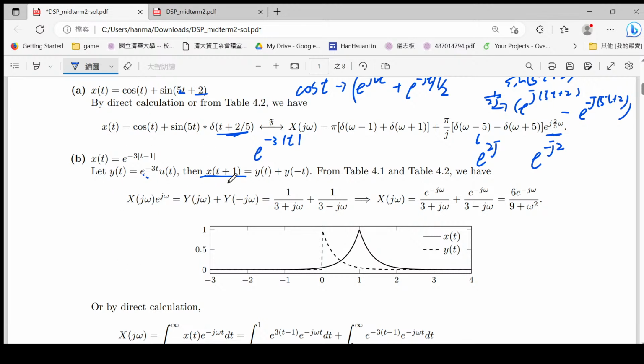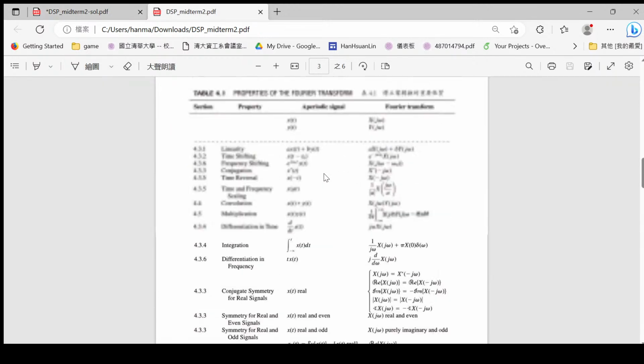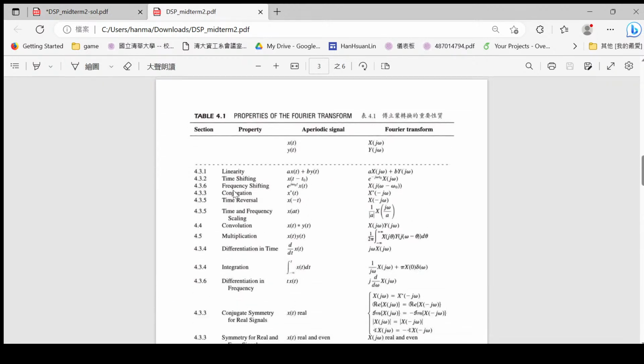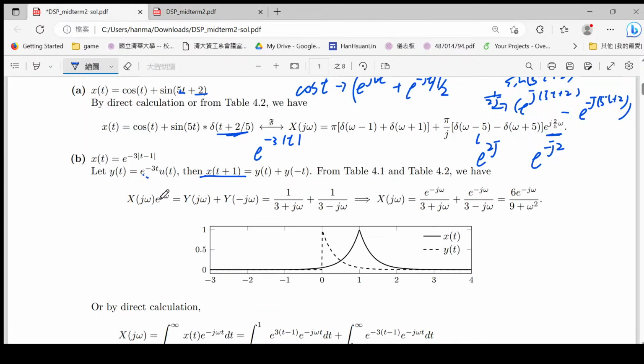And so if we do Fourier transform on x of t plus 1, let's see if we can just look at the table here. Okay, yeah. So if we do Fourier transform of x of t plus 1, it's x of t minus t0 with t0 equal to minus 1, so you should get X of e to the j omega times e to the j omega. And so you have this X of e to the j omega on this side, and this 1 over 3 plus j omega, 1 over 3 minus j omega.